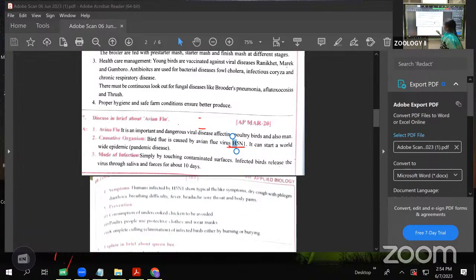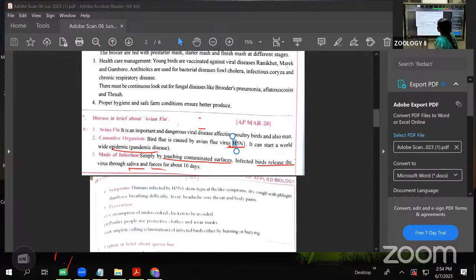It not only occurs in human beings, also in birds. It is a pandemic or epidemic disease, and the mode of infection is by touching contaminated surfaces and bird releasing. Which one? Through the saliva and through the feces.